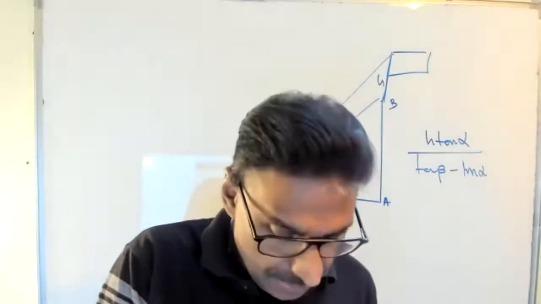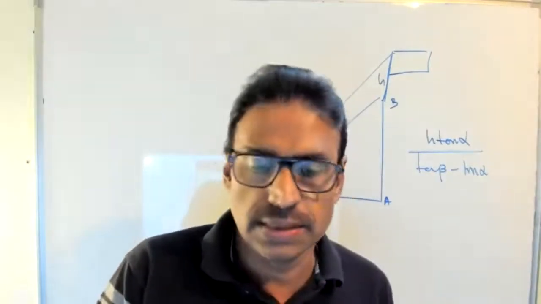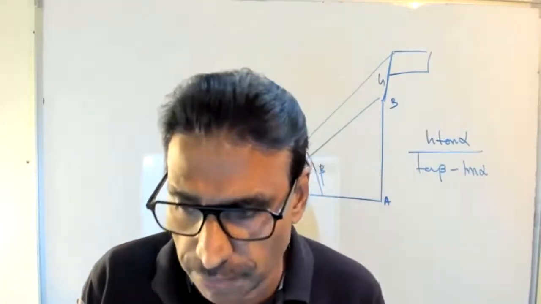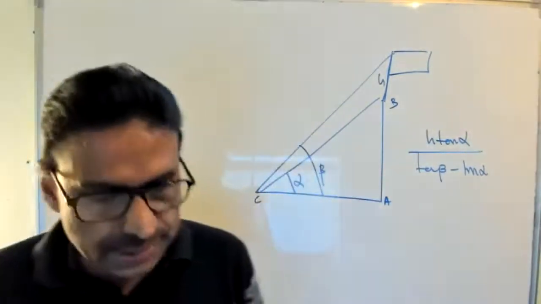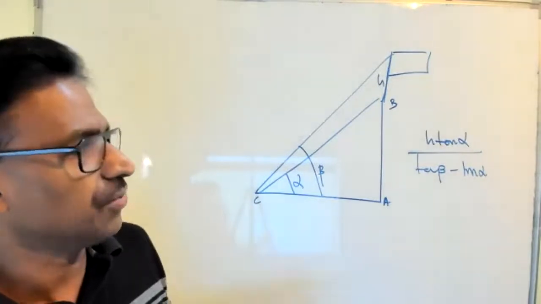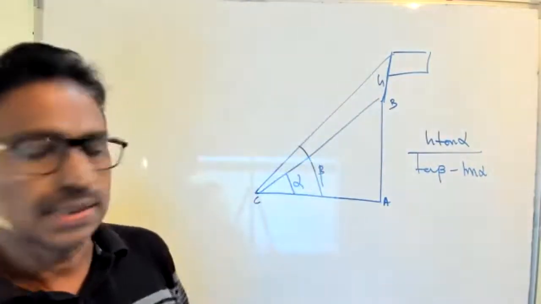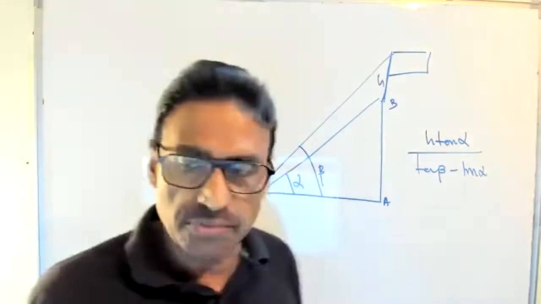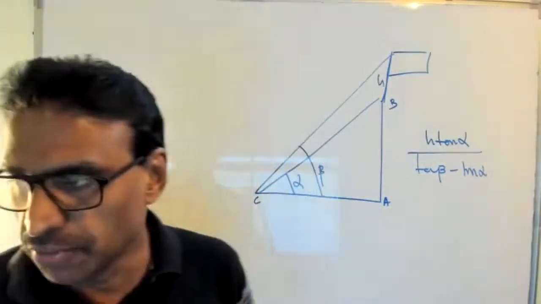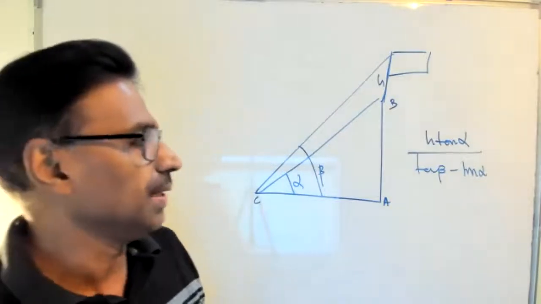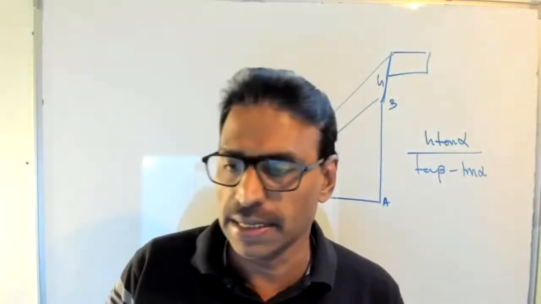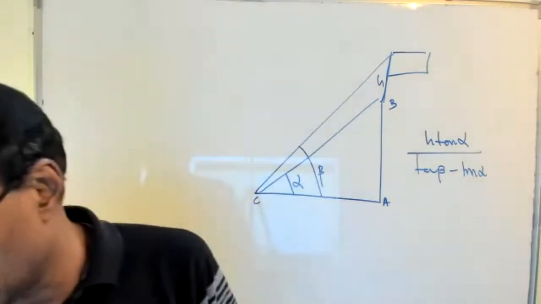Okay, question again. A vertical tower stands on a horizontal plane and is surmounted by a flagstaff of height h. The angle of elevation of the bottom and top of the flagstaff are alpha and beta. Prove that height of the tower is h tan alpha divided by tan beta minus tan alpha. Okay, try now.